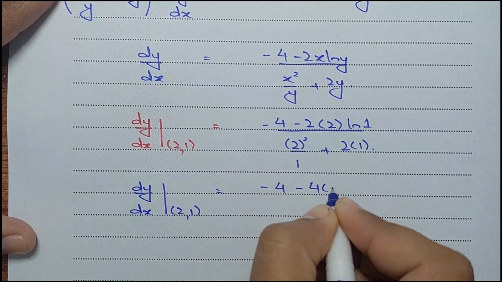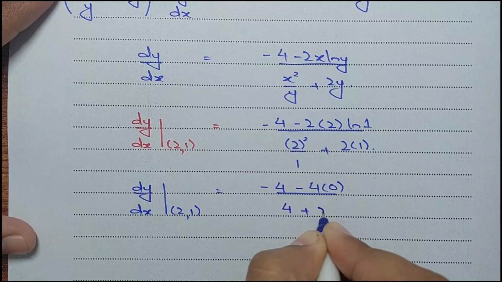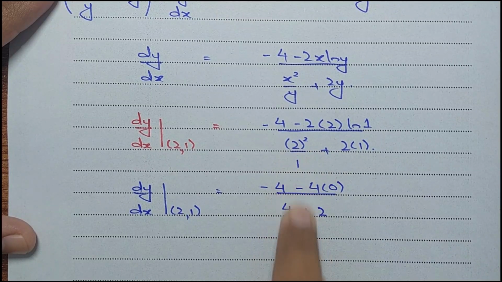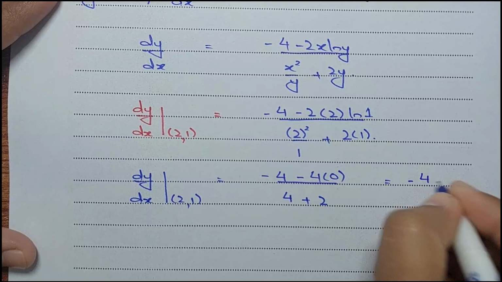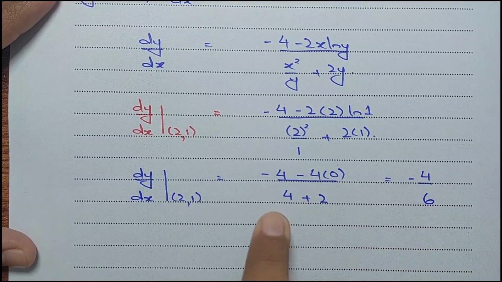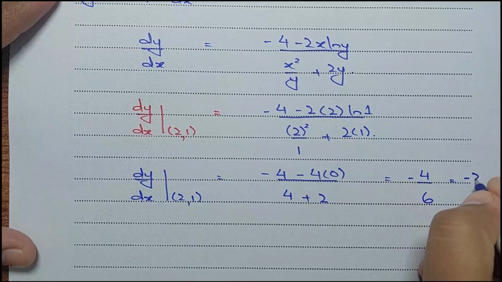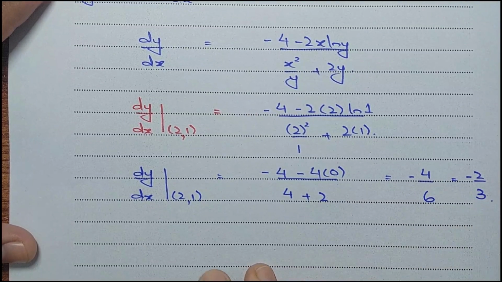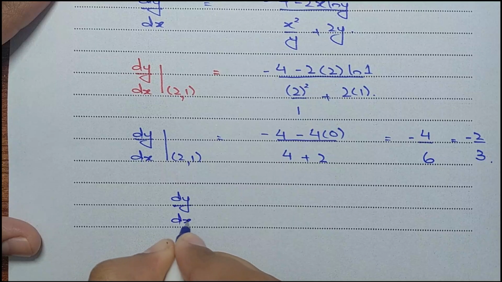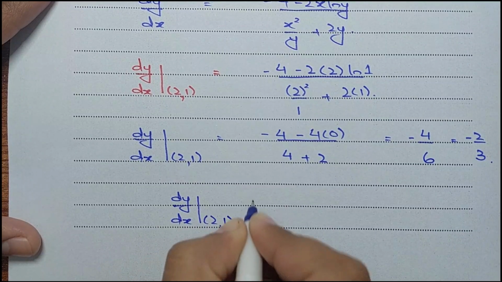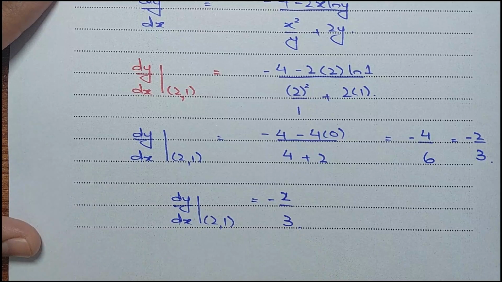Now dy over dx at 2, 1, this would be negative 4. Negative 4 ln of 1 is 0, divided by 2 square is 4, plus 2. 2 square is 4, 4 by 1 is 4, 2 times 1 is just 2. So here we have minus 4 divided by 6. 4 plus 2 is 6, minus 4, this term is only 0. 2 times 2 is 4, 2 times 3 would be 6. This is the derivative. So the gradient of the curve at the point 2, 1 is negative 2 by 3. This is the answer.